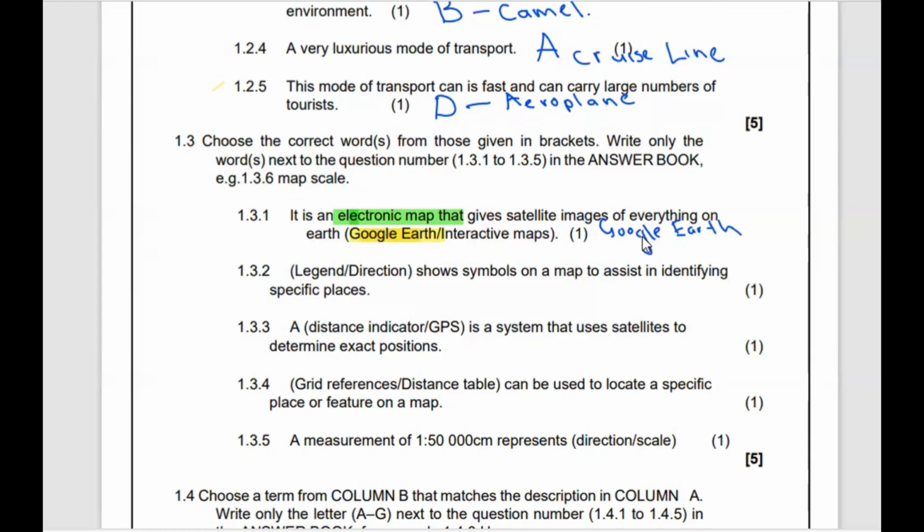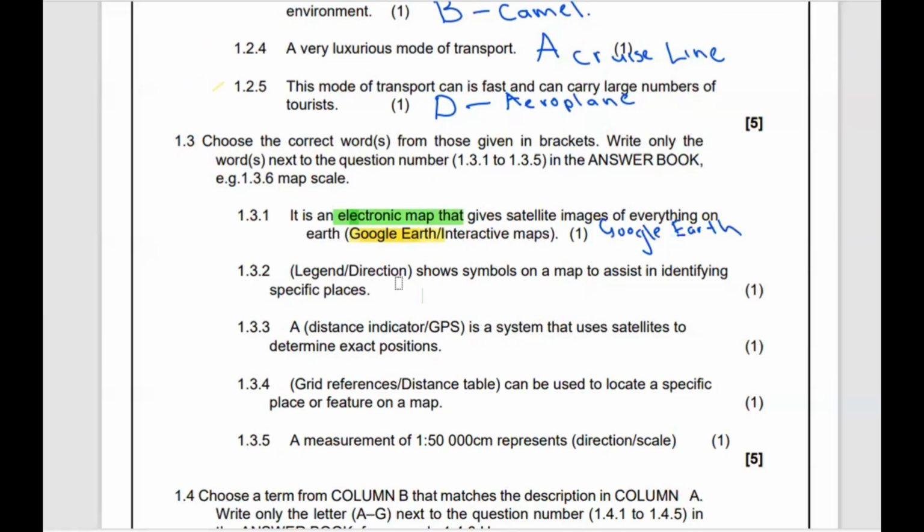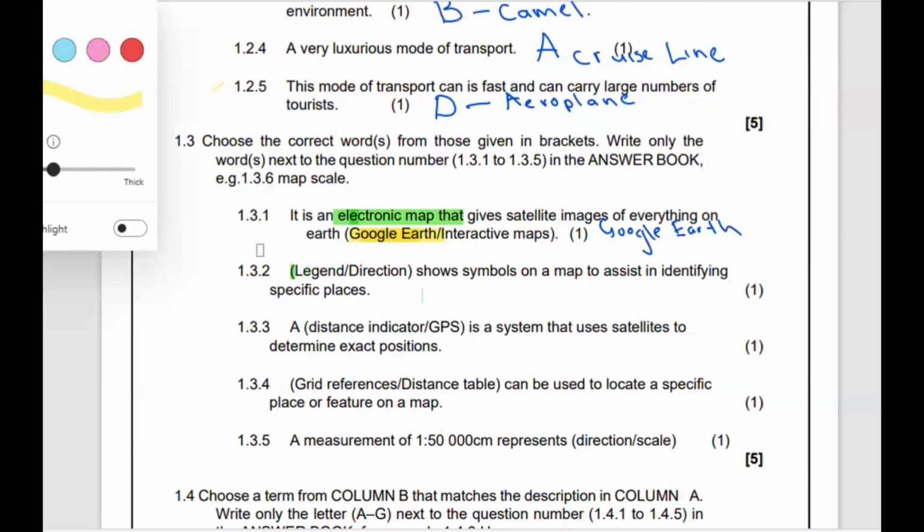Then 1.3.2, legend or direction shows symbols on a map to assist in identifying specific places. This is actually done by a legend. Legends use small pictures or icons or symbols on a map to assist in identifying specific places. So the correct answer here will be legend. Legend is the term which we are looking for.